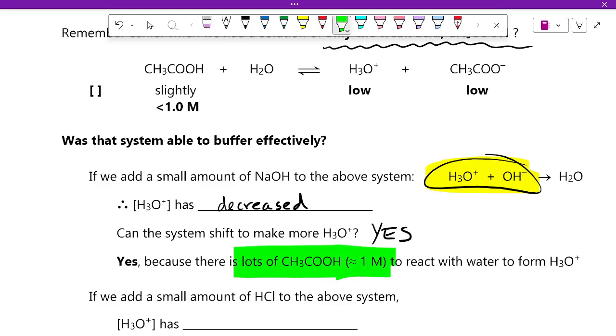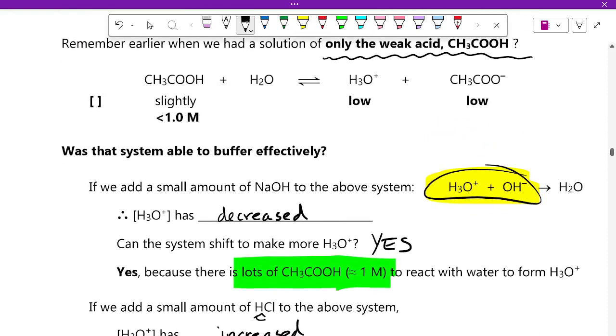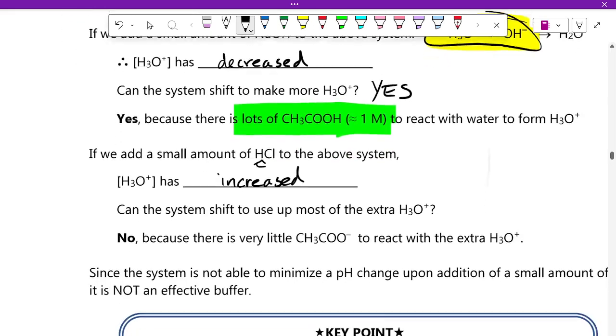But when we added HCl, H3O plus has increased. Can the system shift to use up that extra H3O plus? No, because the concentration of the base is low.